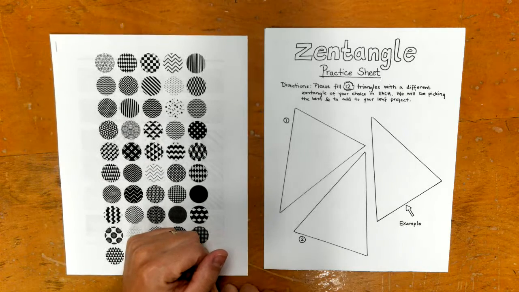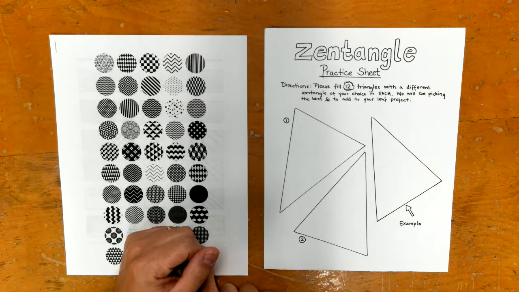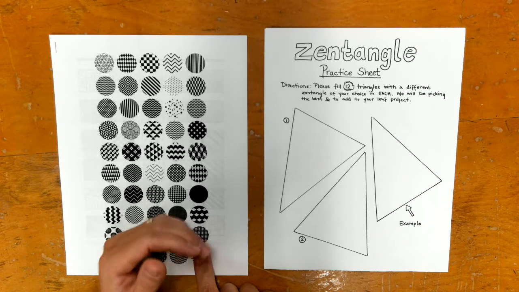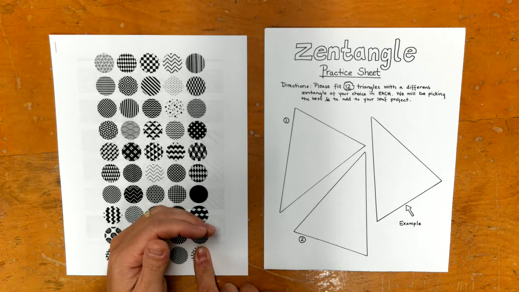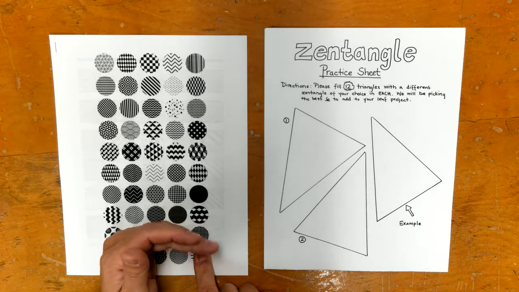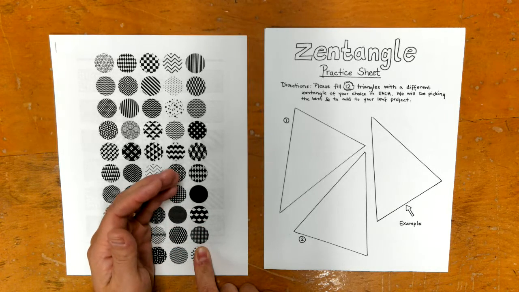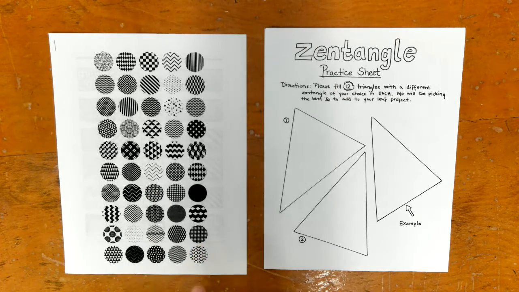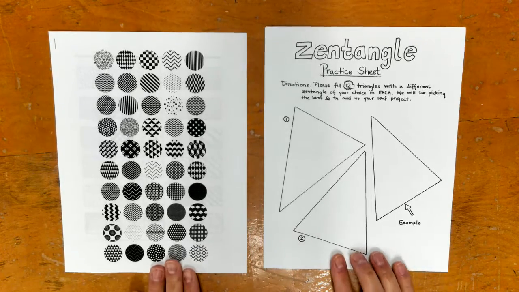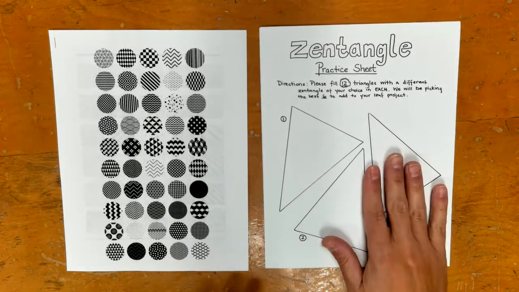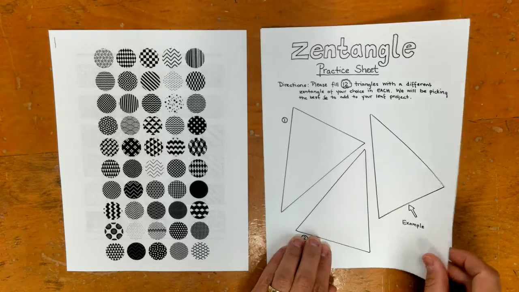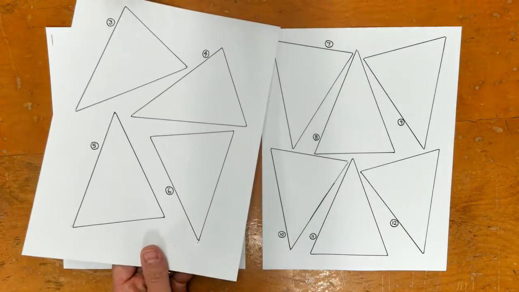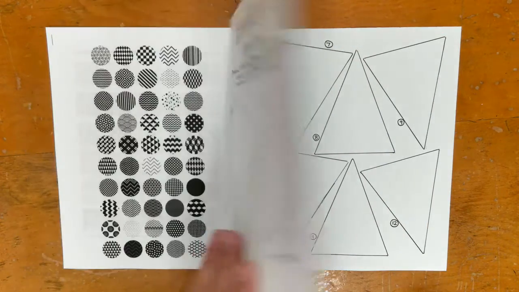So visual texture is all about making something look as if it would have texture, right? But it's also lines, different color, black and white, made to make a visual design as well. You're going to have two different resources here. One is our Zentangle practice sheet, and this has multiple triangles for you to practice.